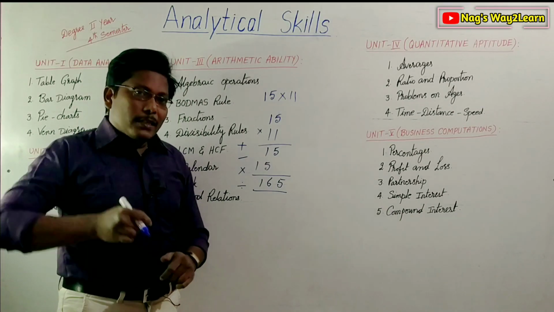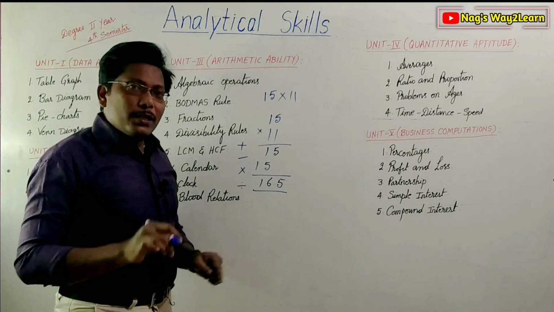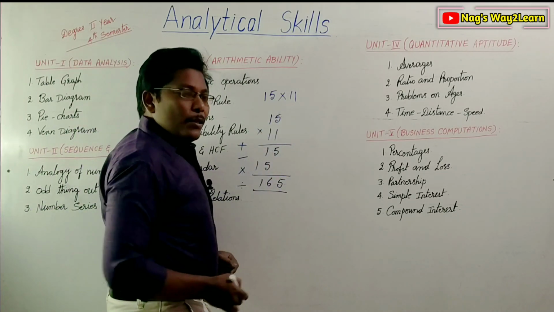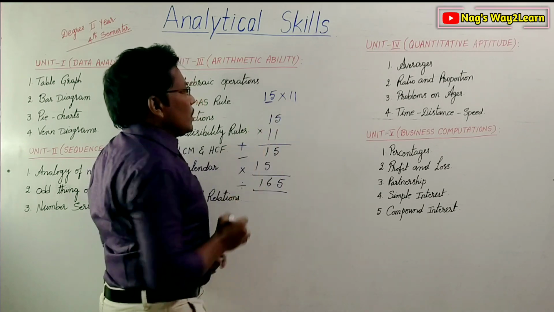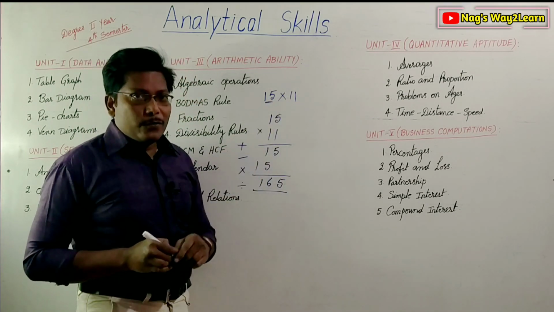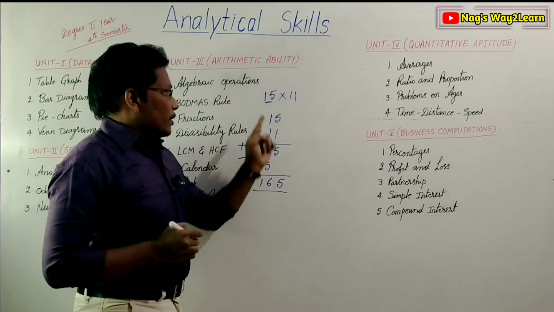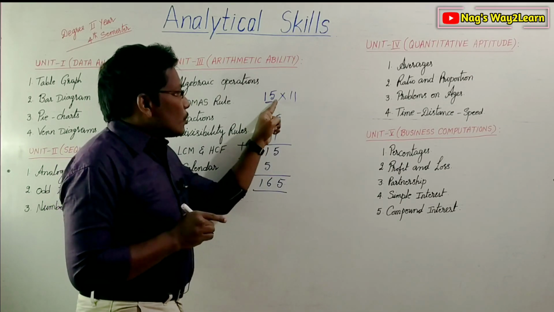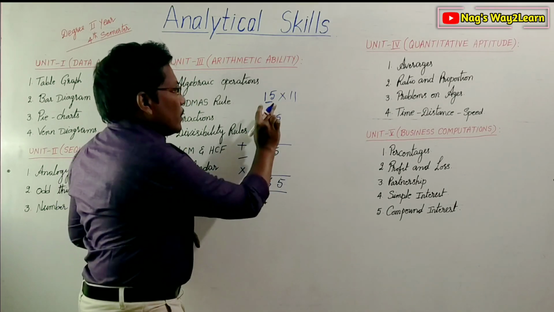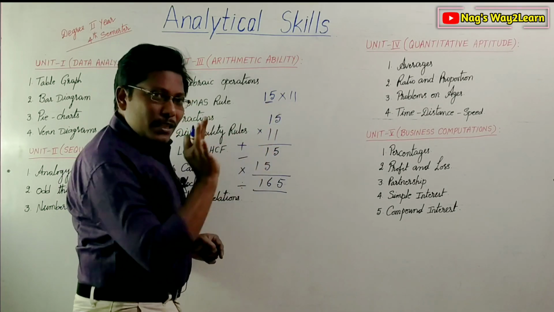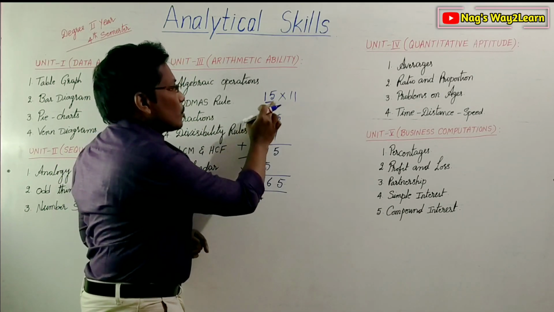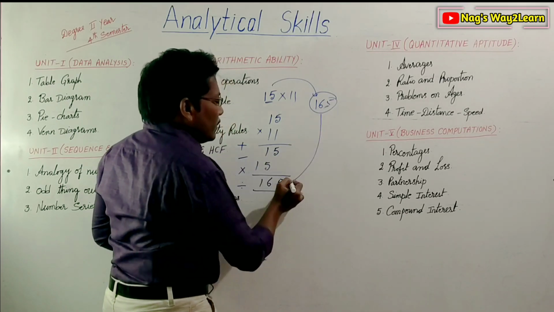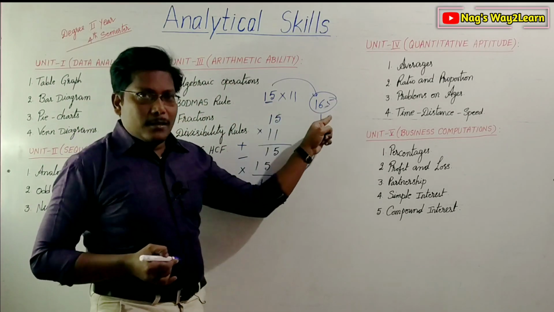But if you use a shortcut, you can do it without even using pen and paper. You take 15 into 11. In the number 15 there are two digits, 1 and 5. You simply add these two digits, 1 plus 5, how much? 6. So you put the 6 between these two digits. Then what will it become? 165. This is the answer. So this is the shortcut.